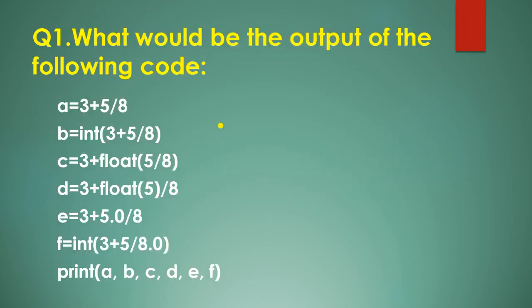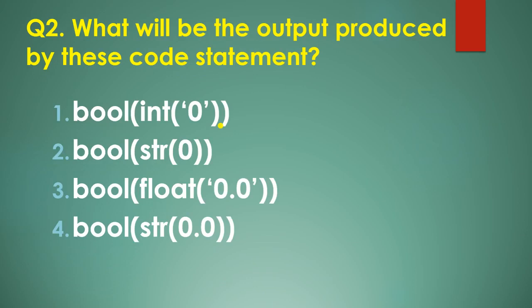Question number 1 says: what would be the output of the following code. Here you have to just write the output. Based on these 5 conditions, this f will store some value. So you have to solve this question 1 and write the answer in your notebook. The second question is also: what will be the output of the following code statements. So you have to solve this question also and post the answers to my mail ID.